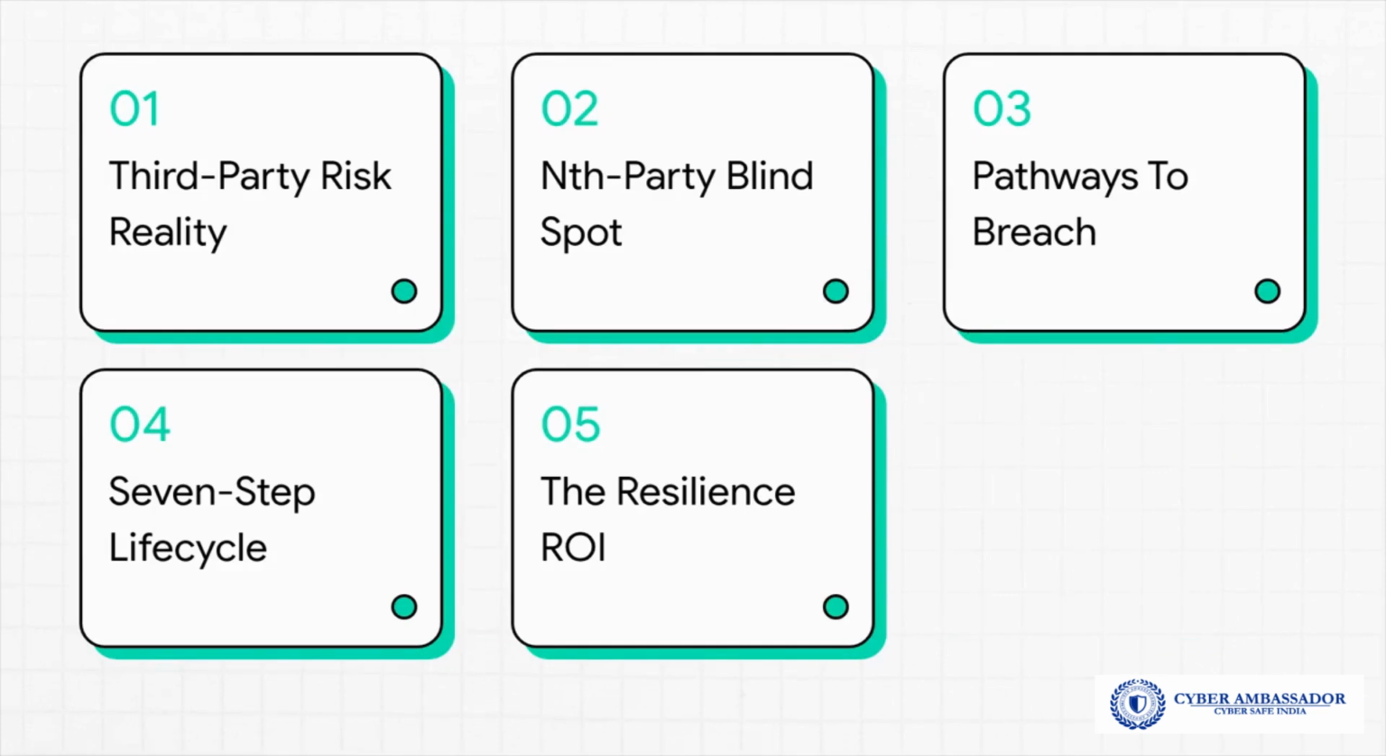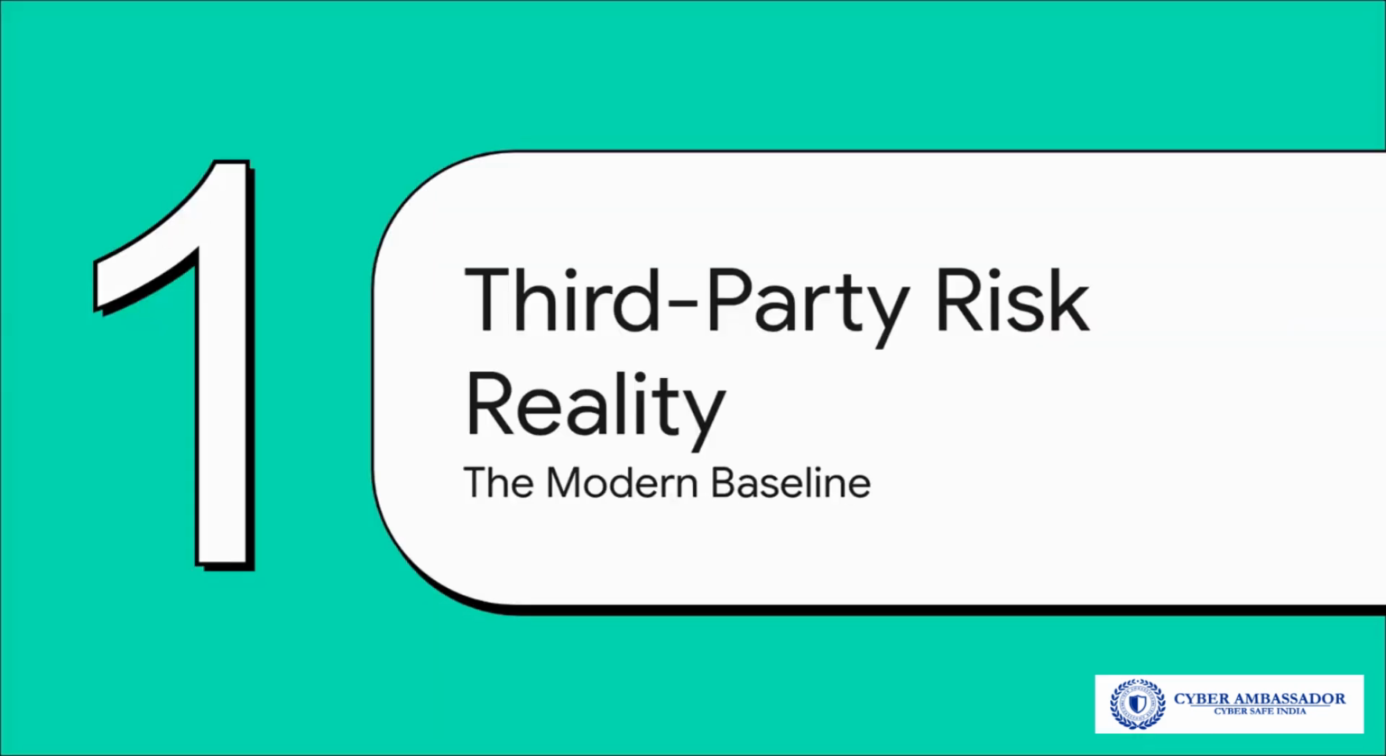So, here's our roadmap for today. We're going to hit the third-party risk reality, the nth-party blind spot, and pathways to systemic breach. After that, we'll walk through a 7-step defense lifecycle and finish up with the resilience ROI. Let's jump in. Section 1, the third-party risk reality.